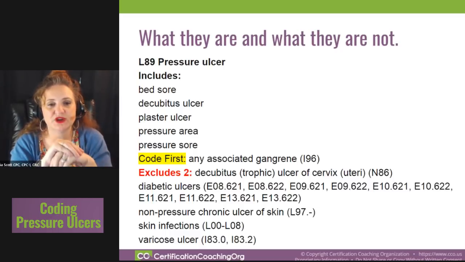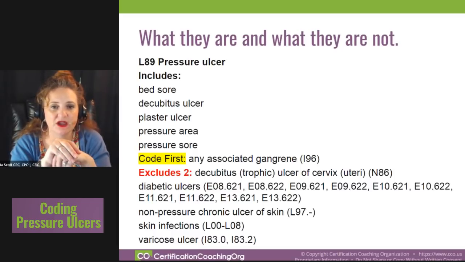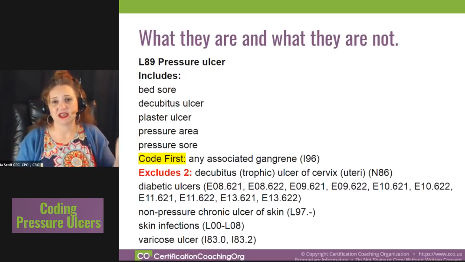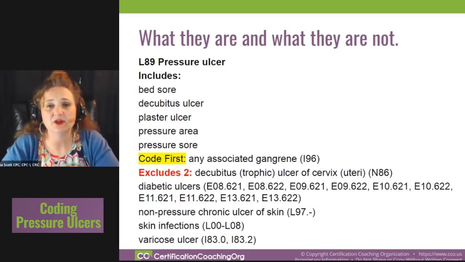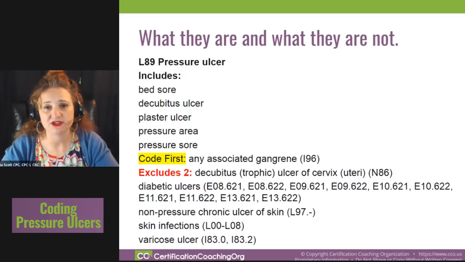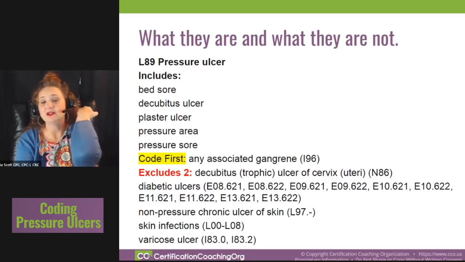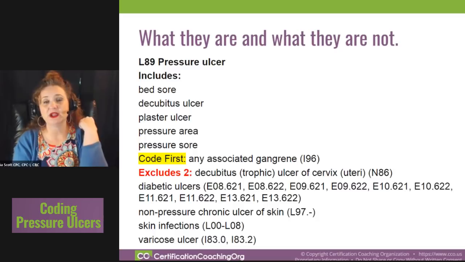So again, pressure ulcer L89, but there is an excludes 2 that you want to consider. One, we need to know if there's gangrene involved, and if there's gangrene, then we're going to jump over and first code that the person has gangrene, I96, and then the L code. Because gangrene is going to definitely result in amputation. Now you think, well, how do you amputate? Right here, with gangrene, they go in and literally remove the tissue. So they don't amputate like cutting something off, but they are going to debride that down.